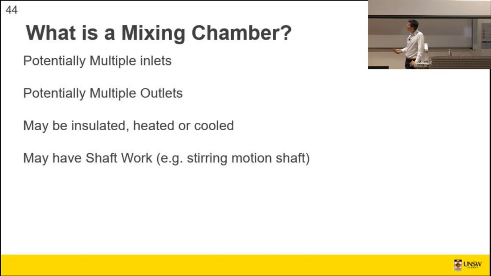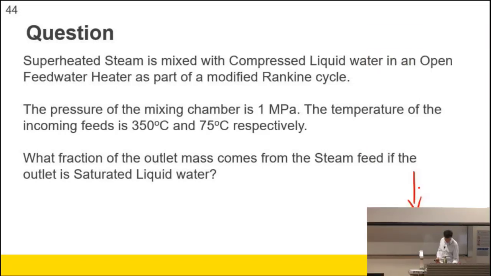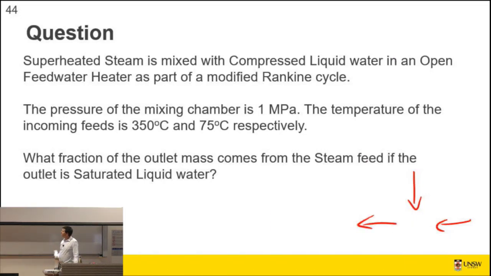Potentially multiple inputs, potentially multiple outlets. We can have a Q term of nothing, positive or negative, so maybe insulated, heated or cooled. And we might expect them to have shaft work. So if you're stirring something, then you're going to be putting energy into the system. So going from the graphic from the previous page, we had steam coming in, compressed liquid water coming in, and then saturated liquid coming out.